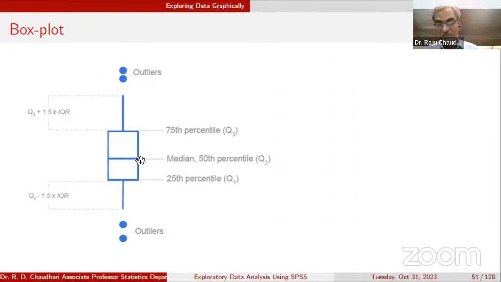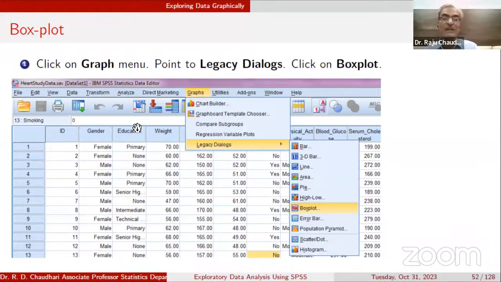Another important thing: if this median is towards the bottom side, that is the center of the data. If it is towards the upside, that is also the center of the data, but it gives you an idea about positive and negative skewness. We will see with the help of an example how to draw the box plot, right?